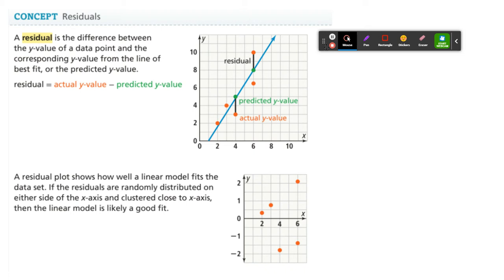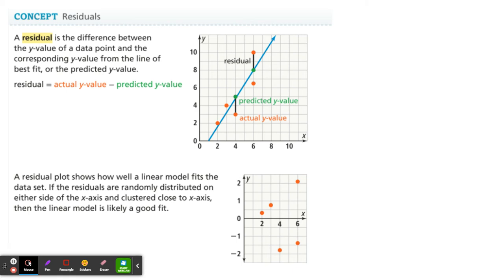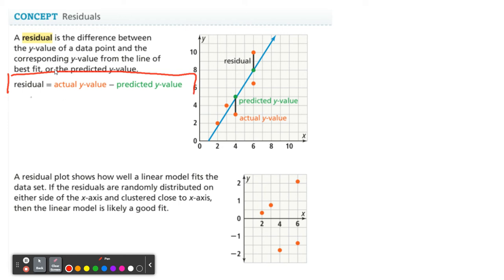All right, now the last part of this video is on what's called residuals. A residual is the difference between the y value of a data point and the corresponding y value from the line of best fit, which we call the predicted value. Here's your equation for a residual: it's the actual y value that happened minus the predicted y value. So if you look up here, this point right there is the actual point, and this is the predicted. To find the residual, you would take the actual minus the predicted, the red minus the green.